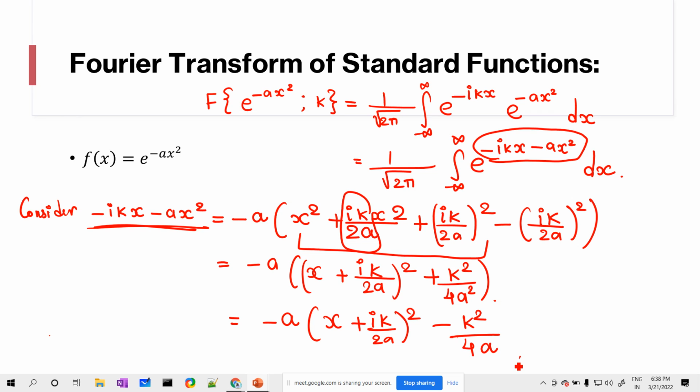So what we did, we just simplified our power of e. The ultimate aim was to write it as square of something, and we were able to write that as this thing, right? So in the next step, I will be replacing this power by what I got.